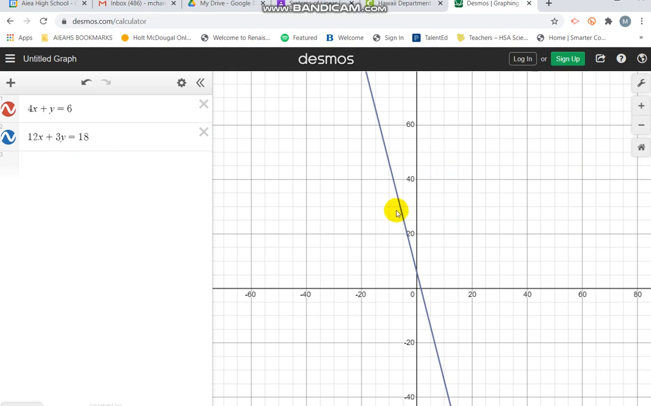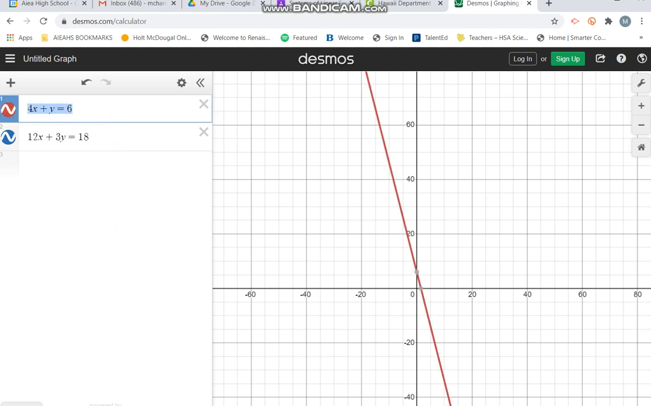Infinitely many solutions. So basically there are a lot of solutions to this particular problem. No matter what x you put in, let's say x is 1, then y has to be 2, right? If I plug 1 into here, 12 times 1 is 12, and then 3 times 2 is 6, and 12 plus 6 is 18. So no matter what x and y you plug in, as long as it fits this equation, it's going to fit the other one as well. So that's basically how infinitely many solutions works.